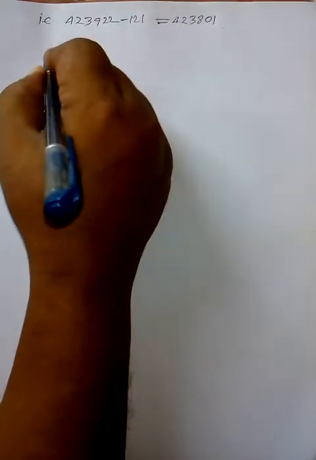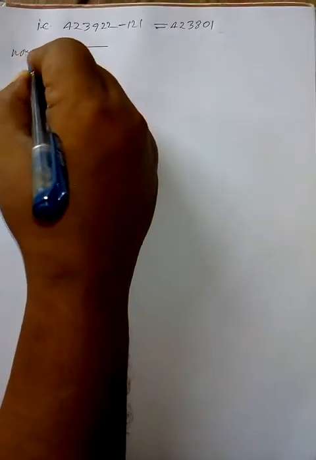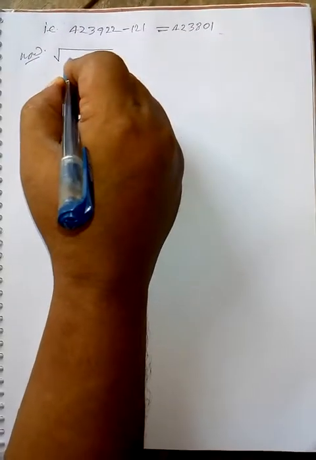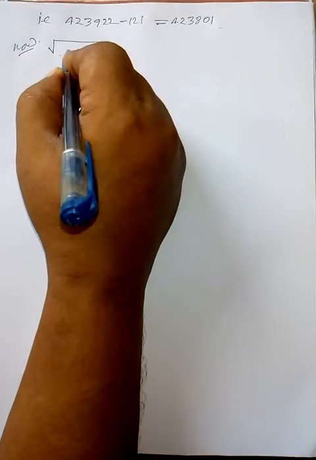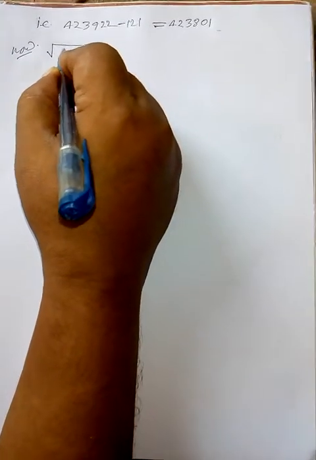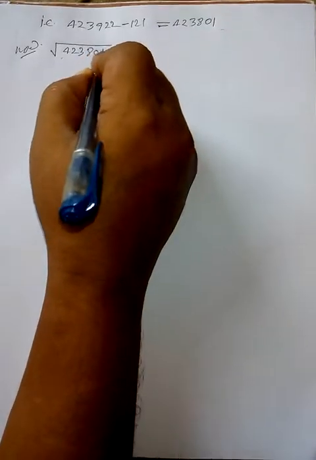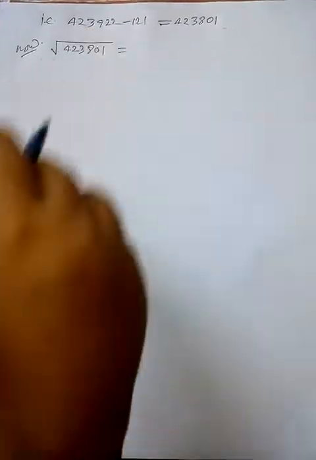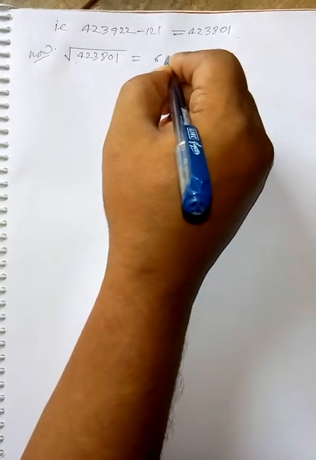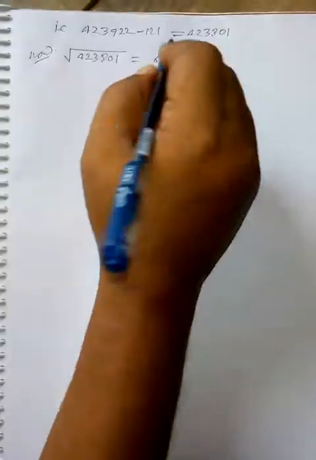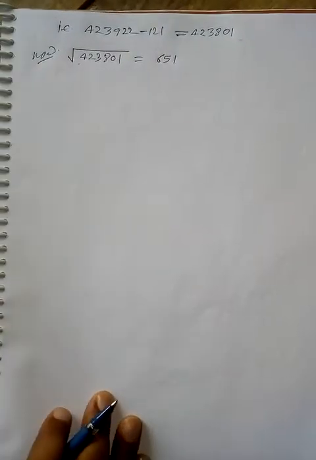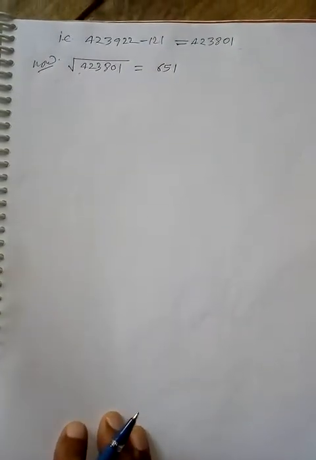Now let's see the value of this. Now the square root, because it is asked to find the square root of the perfect square. So 423801, we will get the perfect square, 651. This is the perfect square of 423801.